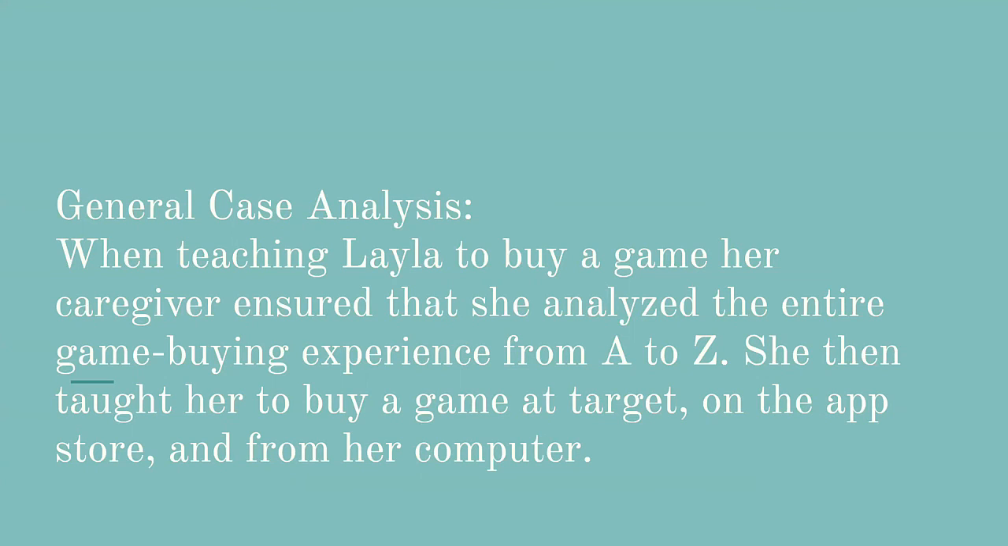You can buy it in the App Store. You can buy it at Target. You can buy it directly on your computer. You can download it from your gaming system. You can do all of these different things. You can pay with a credit card. You can pay with maybe Cash App or Zelle or Venmo or my Apple Card or whatever, right? And so you can engage in a lot of different behaviors in order to gain the same outcome. And that's what a general case analysis is.